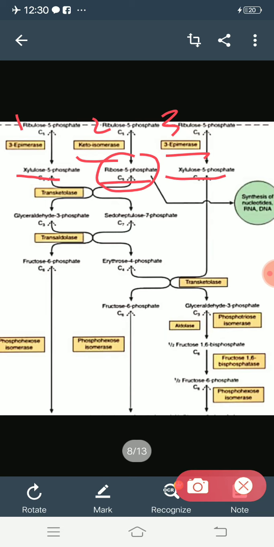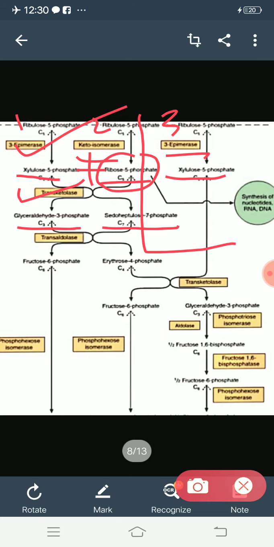Okay, now just ignore this part right now and just concentrate on this part. Yes, this xylulose 5-phosphate and the ribose 5-phosphate interact with each other, which is catalyzed by the enzyme transketolase. The transketolase enzyme produces two products, glyceraldehyde 3-phosphate and sedoheptulose 7-phosphate.